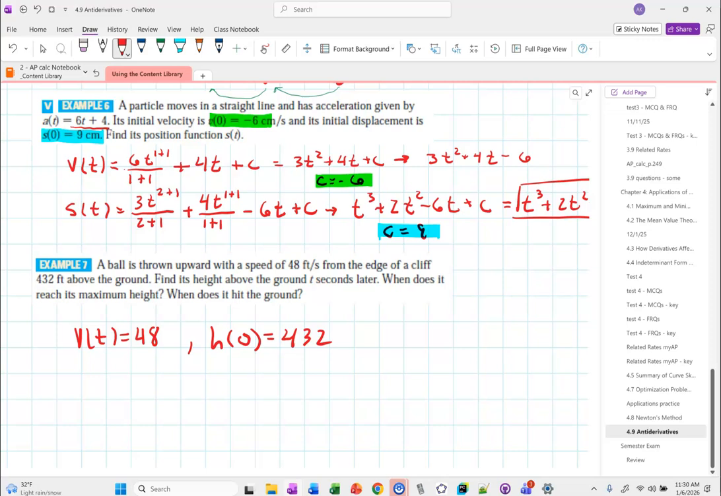Okay. So if I want to get a position function out of my velocity, what do I need? The antiderivative. So the antiderivative of 48 is just 48t plus c. What's that c going to be? Just 432, right?